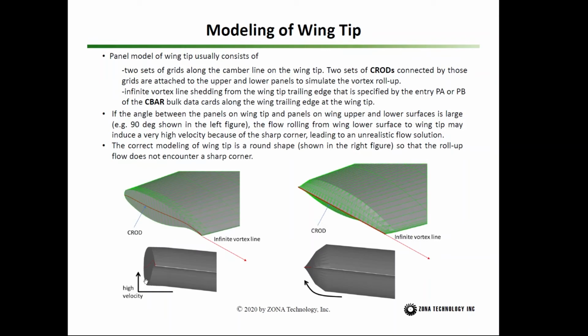So to circumvent this problem, you have to model the wing tip by a round wing tip. So when the flow rolls up from the lower surface to the wing tip, it will not go through this 90 degree turn. And then when the flow reaches the C rod, the C rod can stop the roll up of the flow, and so this is a correct modeling.